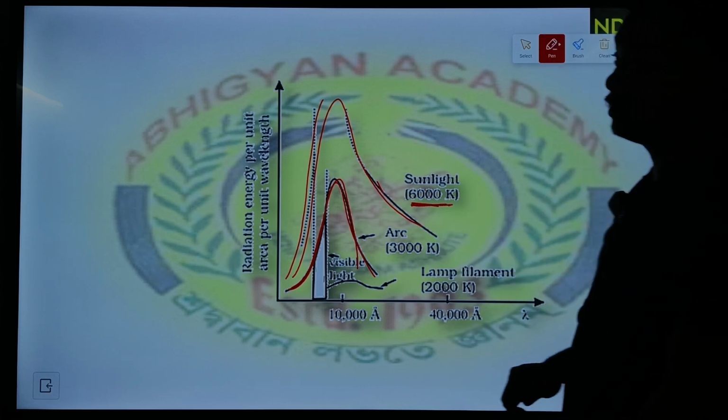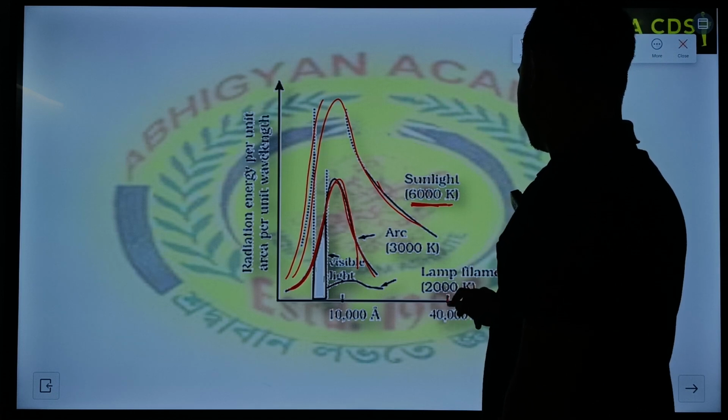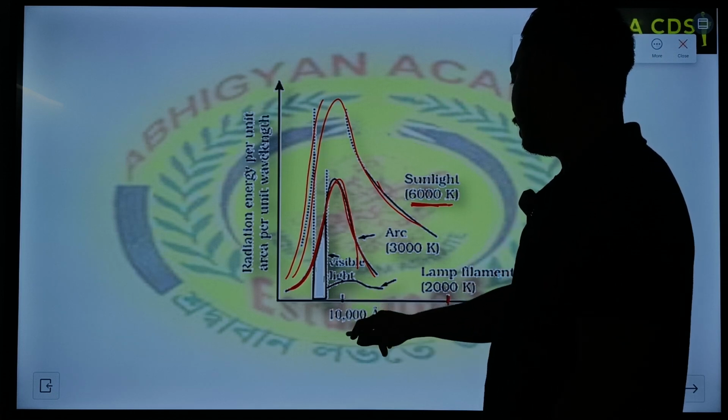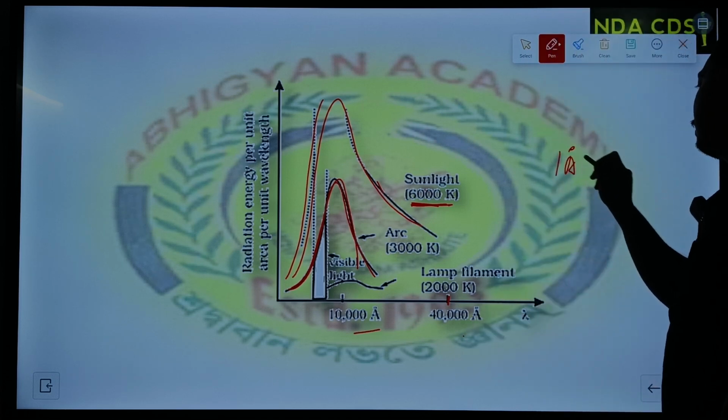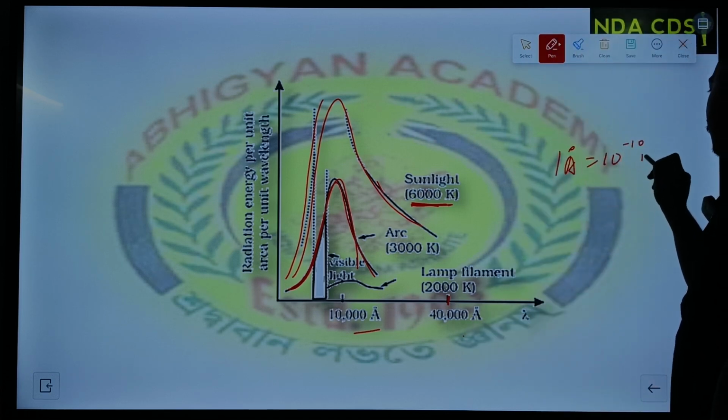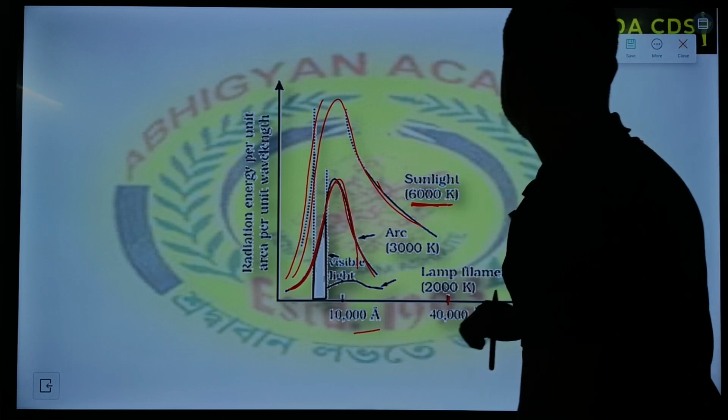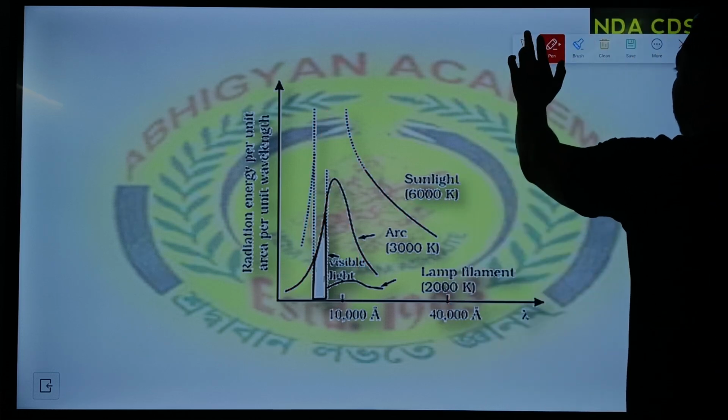Can you imagine 6,000 Kelvin? This is your lamp filament. This is the wavelength, given in angstrom. 1 angstrom is equal to 10 to the power minus 10 meter. It's a very small wavelength. So, you get my point.